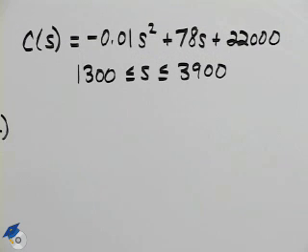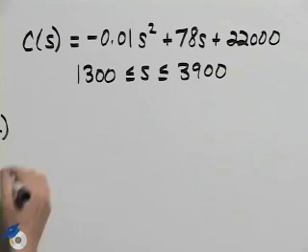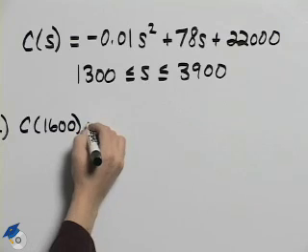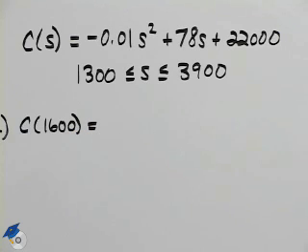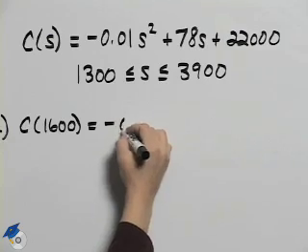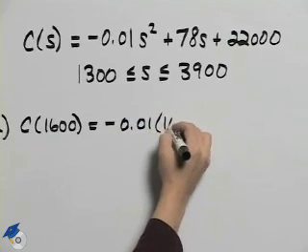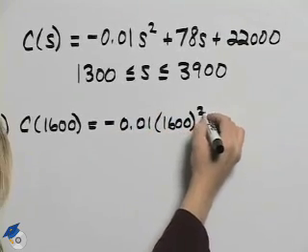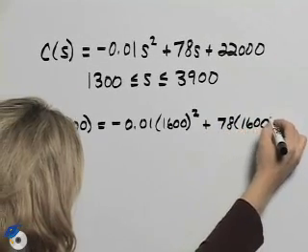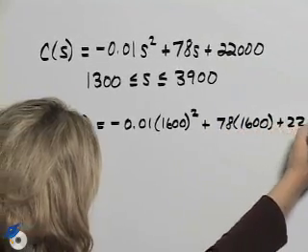For part A, we will evaluate the cost for a 1,600 square foot house. So we'll find C(1,600). We will substitute 1,600 wherever we see an S. So we'll have -0.01 times 1,600 squared plus 78 times 1,600 plus 22,000.